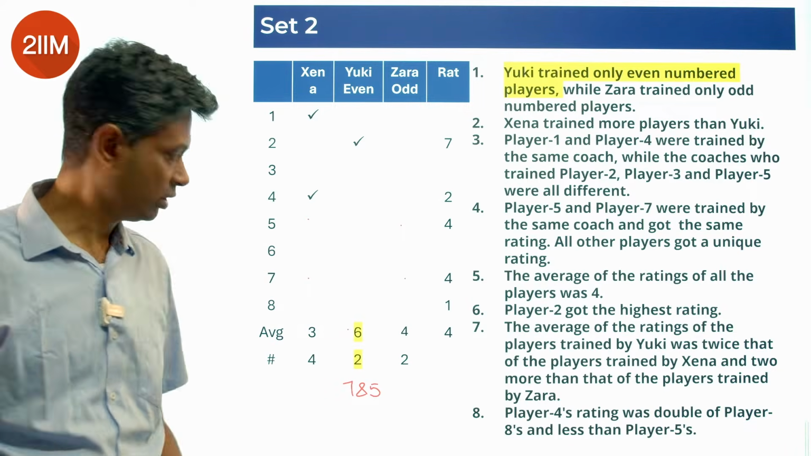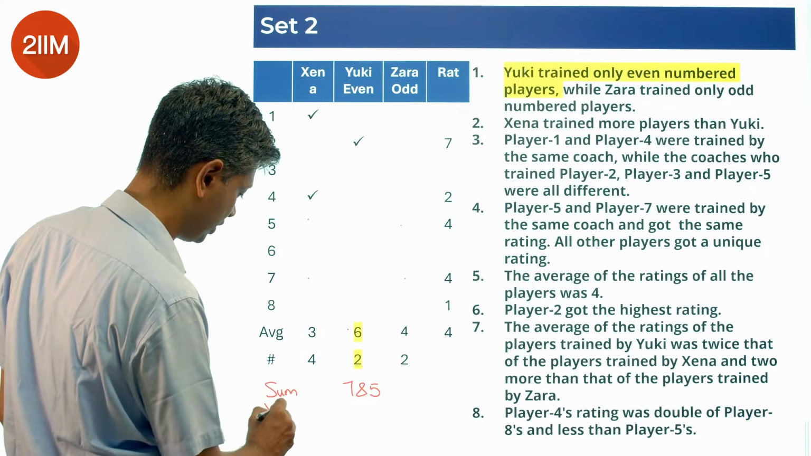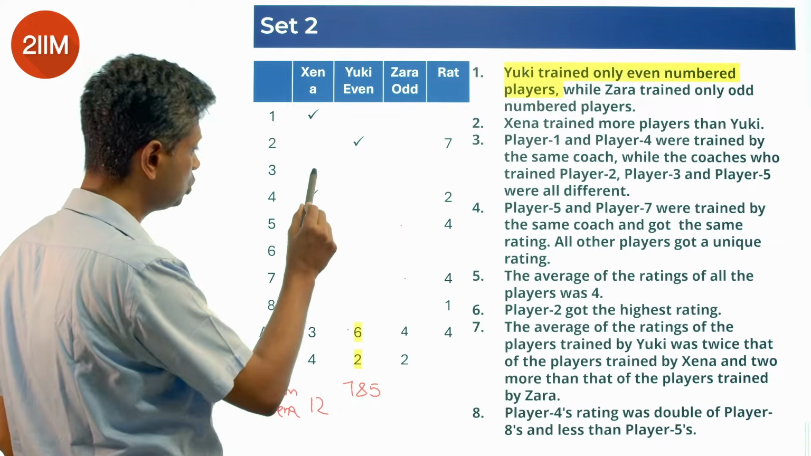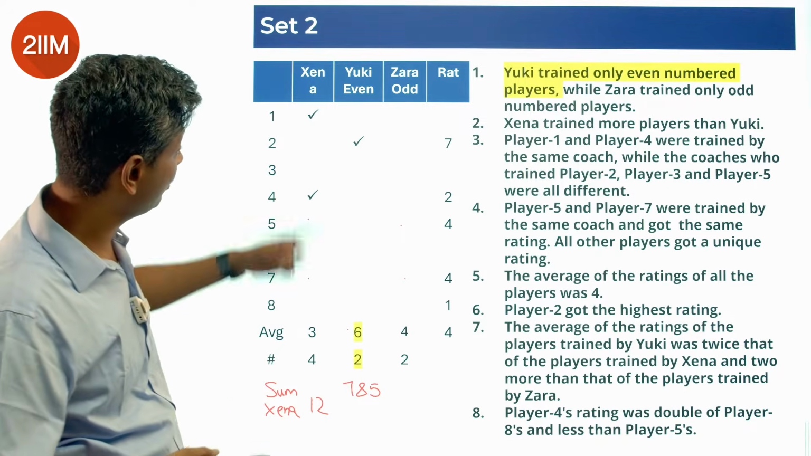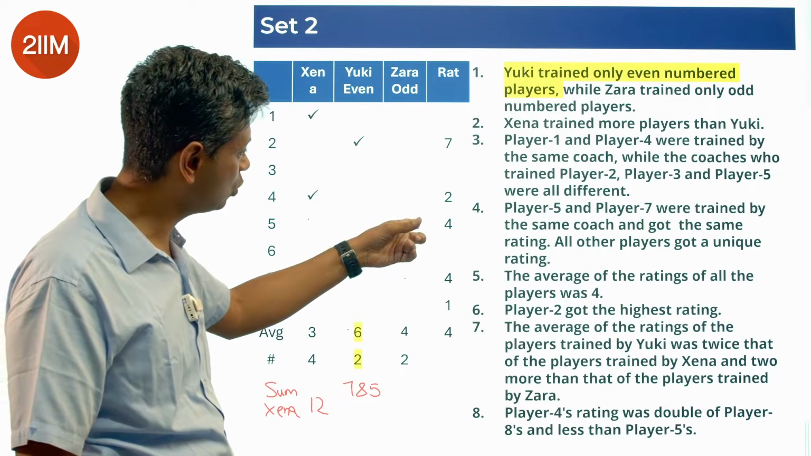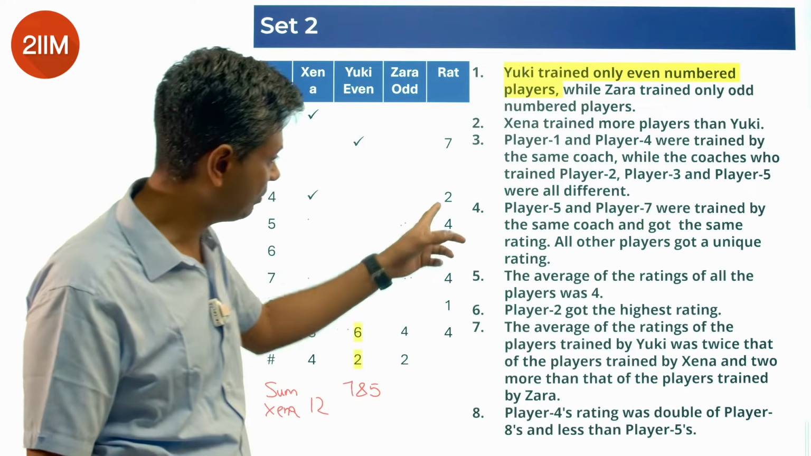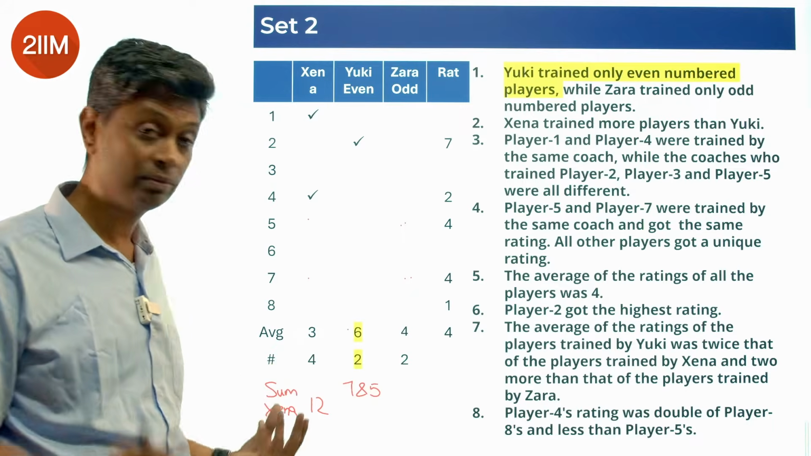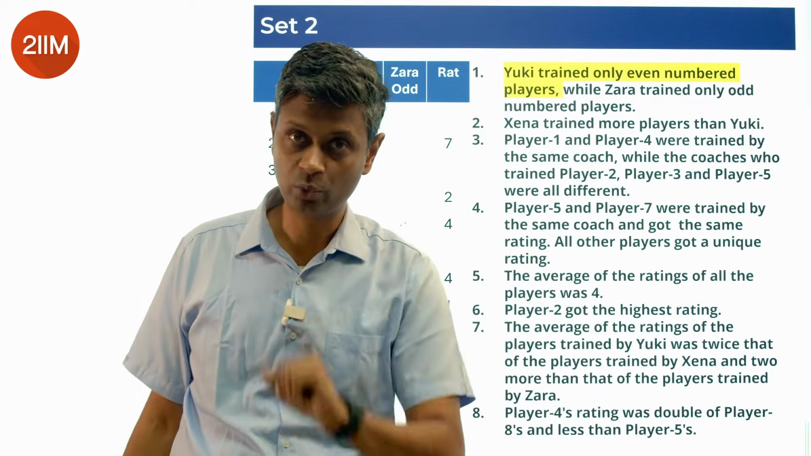The sum of Zena's ratings should be 12. With 2, 4, 4, 2 plus 4 plus 4 is 10. The other one should also be 2, but we don't have another 2 to give. So if these 2 4s were trained by Zena, the total should be 12, and the fourth number should be 2. That's not possible. We cannot have 2, 2, 4, 4. There's only one person who gets a 2 rating.